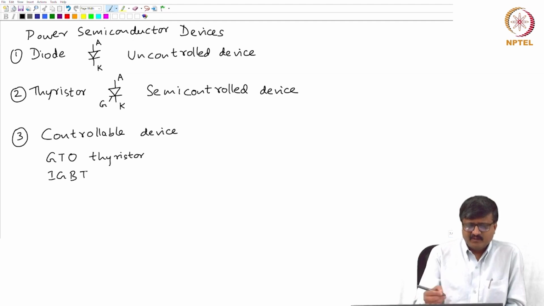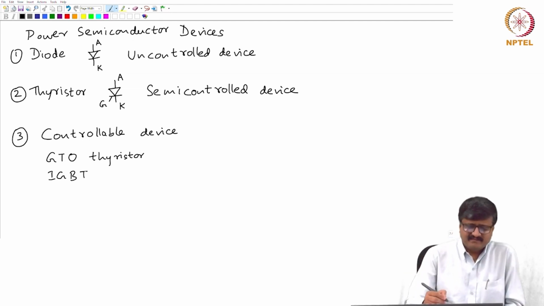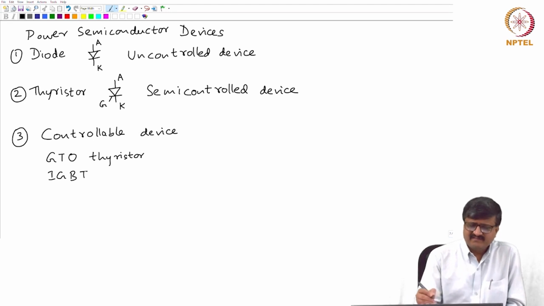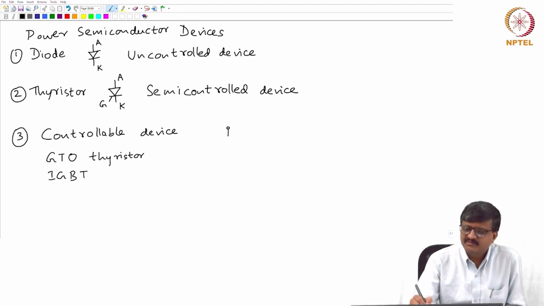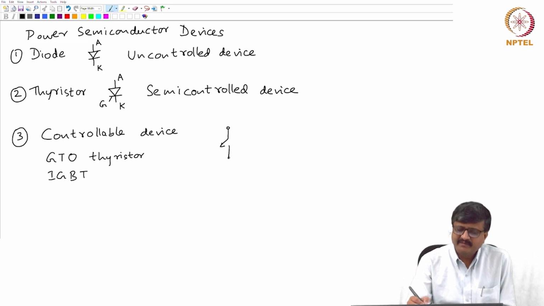Now, since there are two examples, there can be a few more. Of course, there are commercially a few more available. I will not try to list all of them. What I will do in this case is I will use a very general symbol. So I will just use a symbol like this, a switch with an arrow and two terminals. Let me call them terminal 1, terminal 2.